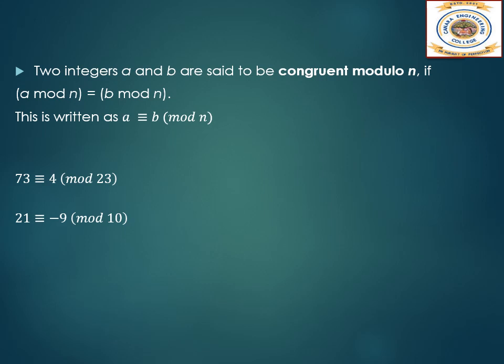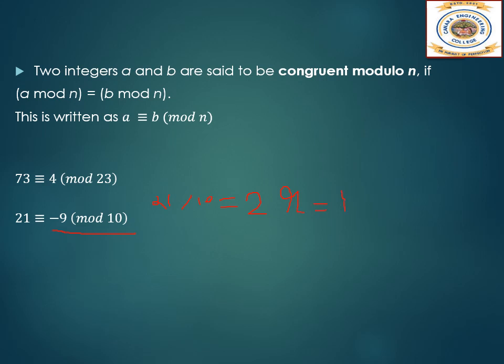Let us take one more example. Here 21 is congruent to minus 9 mod 10. How is this possible? When you divide 21 by 10, what is the quotient? Quotient is 2. And what is the remainder? We get the remainder as 1, right?